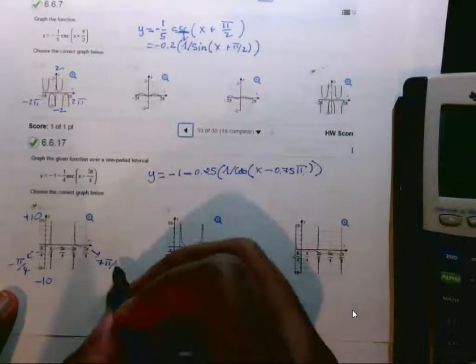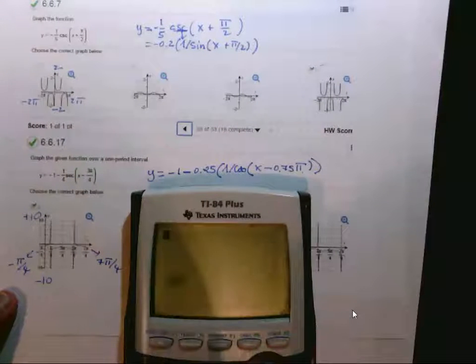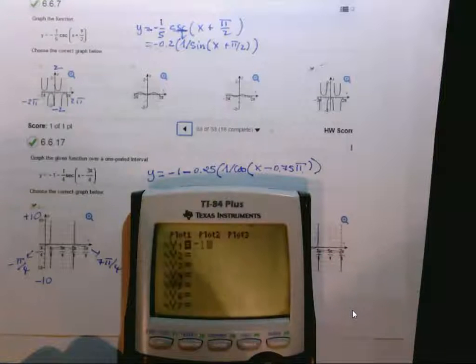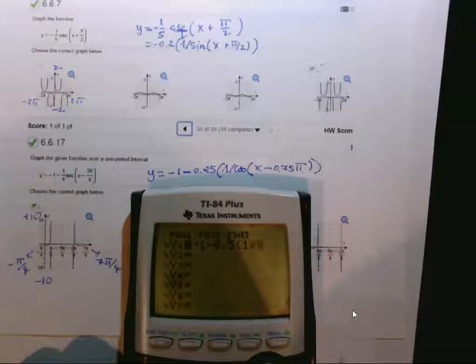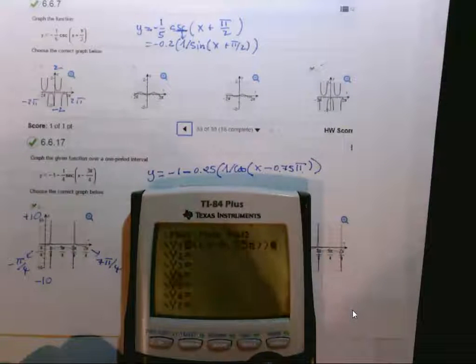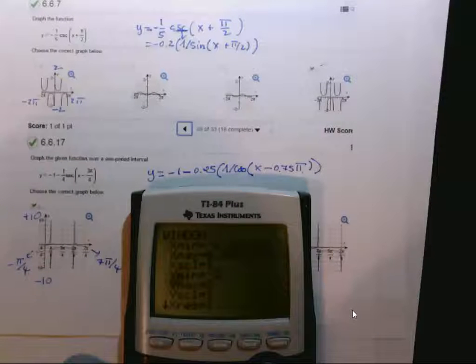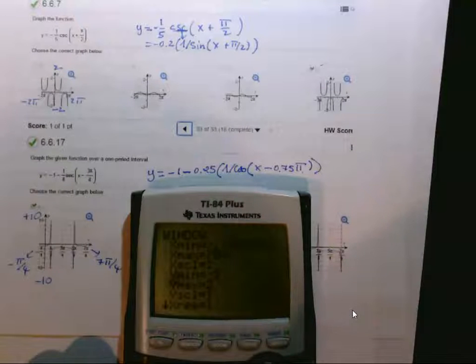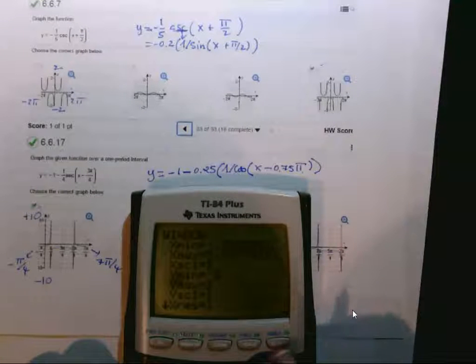So I write that in my calculator. So y equals, clear everything, negative 1 minus 0.25 parenthesis 1 divided by cosine of x minus 0.75 pi, close this one, close the second one, window, negative pi divided by 4, enter, and then the other one 7 pi divided by 4, enter, and graph. That's it.